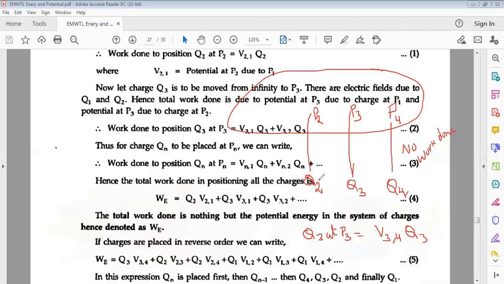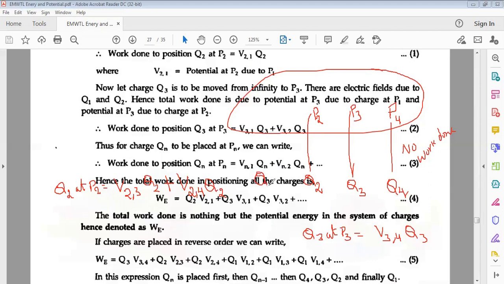Now, a force is exerted on Q2 due to Q3 and due to Q4. What is the equation we have to get? The work done in placing Q2 at the position P2 is equal to V23 plus V24, when the charge Q2 is kept at the position P2. So this is another equation.